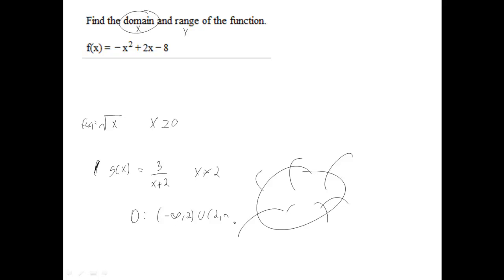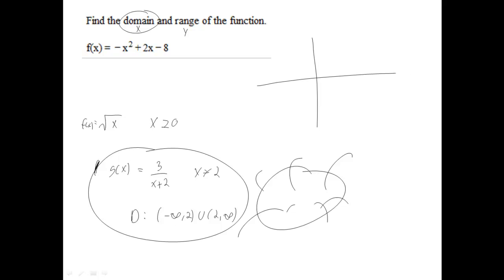Now, this one's an easy one. It's just a general function. I'm actually going to sort of graph it, okay? And don't worry if this is kind of weird, but I'm just going to roughly sketch it. You can graph it in your TI-84 by hitting the little Y equals button and just plug this in and get a good idea of what this looks like.